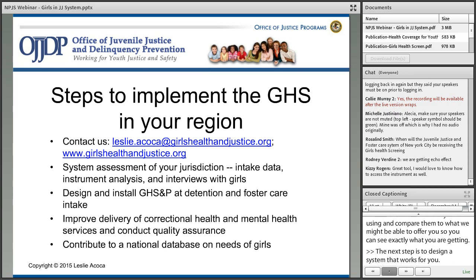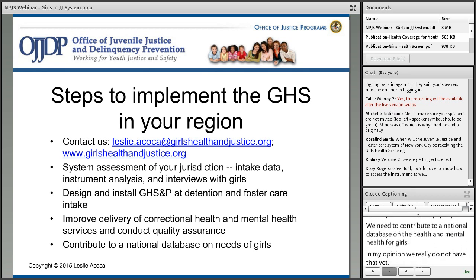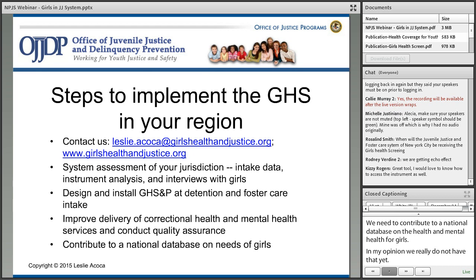We really need to contribute to a national database on the health and mental health needs of girls. In my opinion, great reports notwithstanding, we really don't have that yet. So I think that we need to come together and improve the collection and delivery of real-time data that can really help us. And it's not just data.